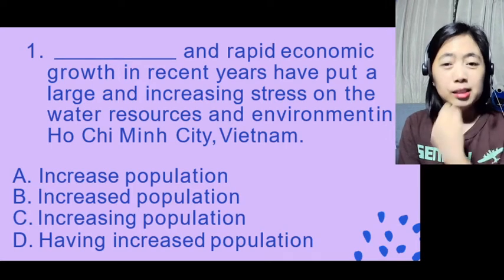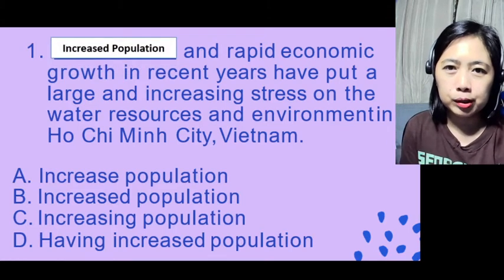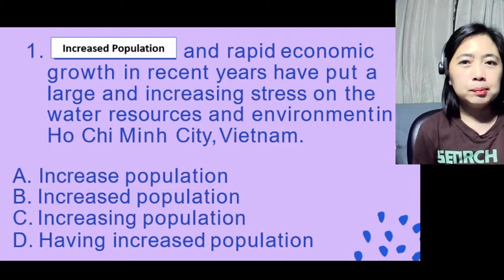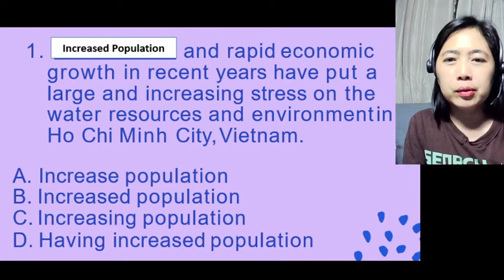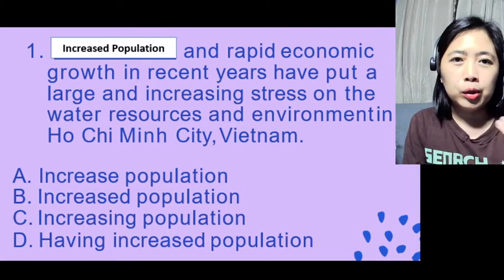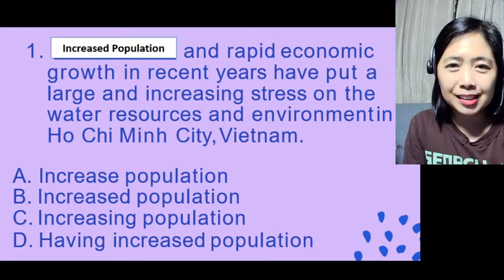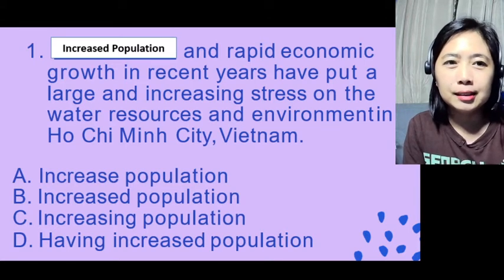Okay, so our answer here is increased population. So you will have to observe, your clue here is the other noun. We have increased population and rapid economic growth. In rapid economic growth, we are using an adjective for the growth. Since they are both subjects of this sentence, we might as well look for another adjective with a noun. So that is increased population. That's the best pair here. I hope you got it there too.